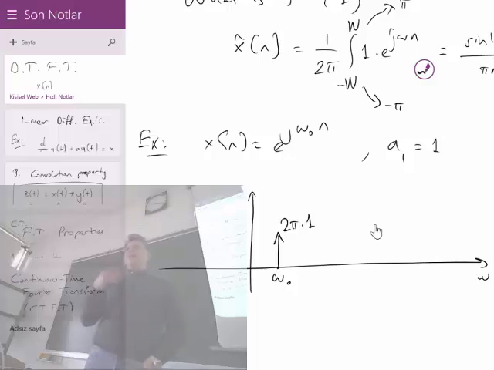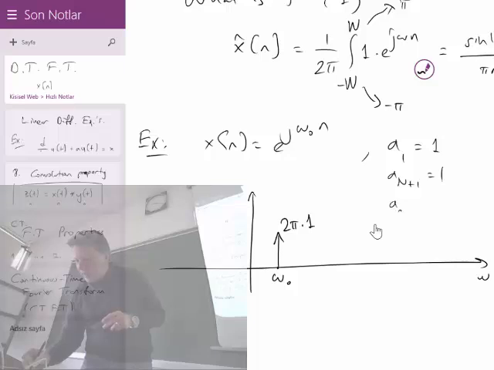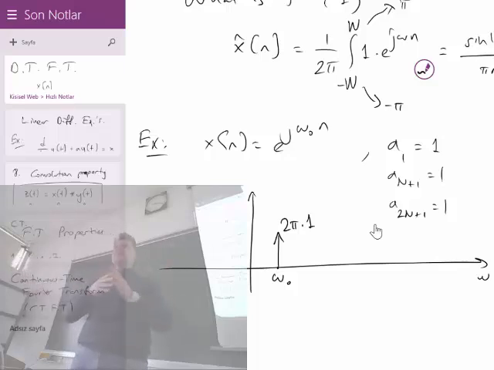So the issue is also related with the Fourier series coefficient relation for discrete time signals. Do you remember that the Fourier series coefficients are not single in discrete time? It's not only a1 which is equal to 1. It is also a_{N+1}. You remember that? a_{N+1} is also equal to 1, or a_{2N+1} is also equal to 1. It goes on like this. So we must put impulses in their locations too. We must have a periodic extension of impulses.